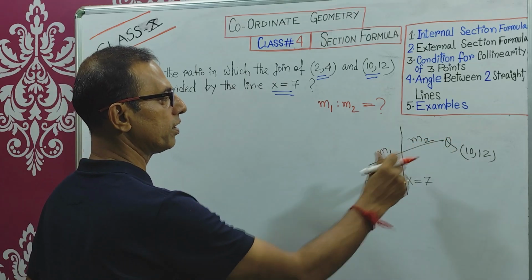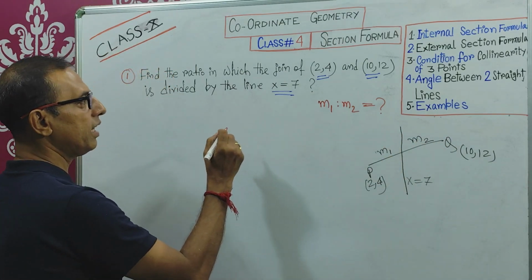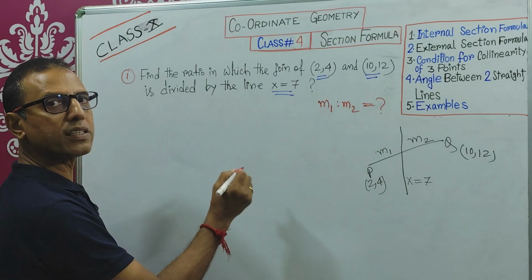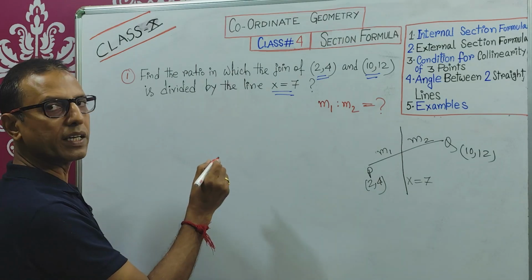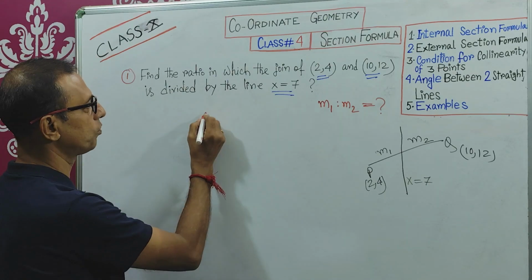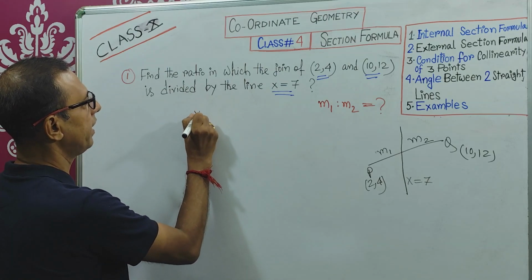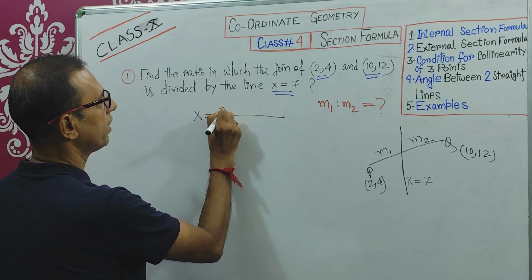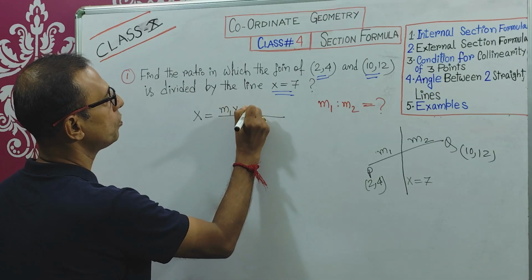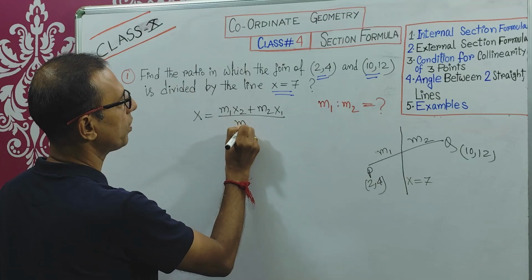Given are the coordinates of 2 points and x equals to something. For internal section, if it is divided in the ratio of m1 and m2 and the points are x1, y1, x2, y2, what is the formula? The formula is x equals m1 x2 plus m2 x1 by m1 plus m2.